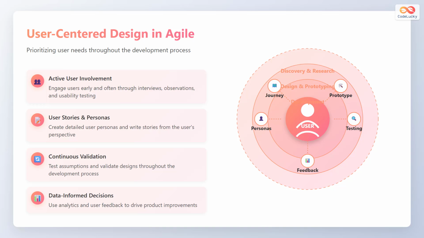User-centered design prioritizes user needs throughout the development process. This approach utilizes active user involvement, so engage users early and often through interviews, observations, and usability testing. User stories and personas are also utilized, where you create detailed user personas and write stories from the user's perspective. Incorporate continuous validation, where you test assumptions and validate designs throughout the development process. Use data-informed decisions by using analytics and user feedback to drive product improvements.